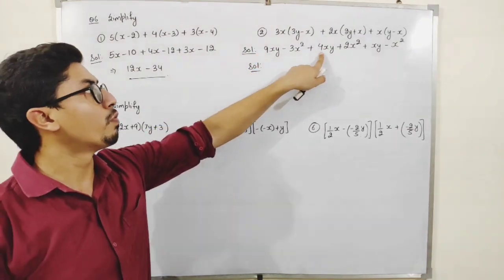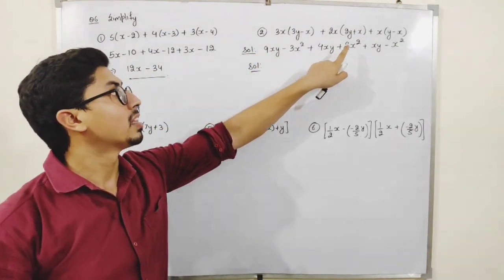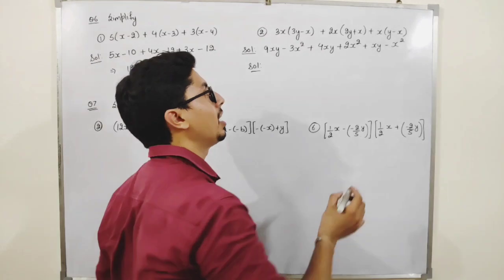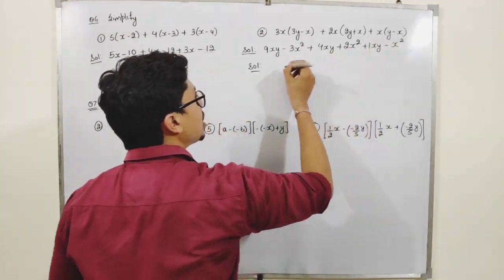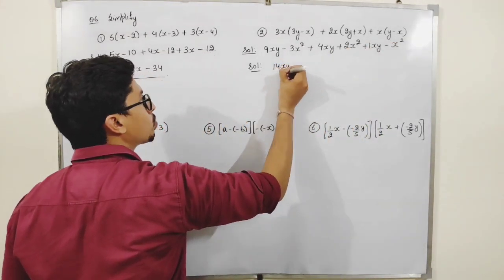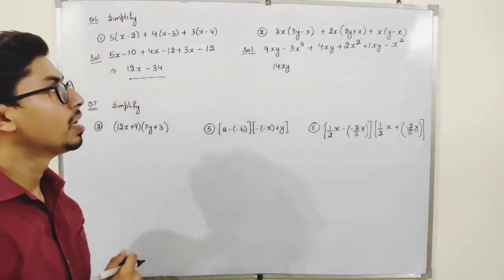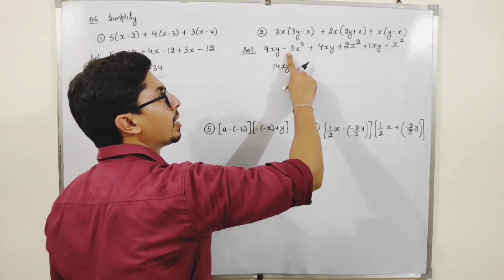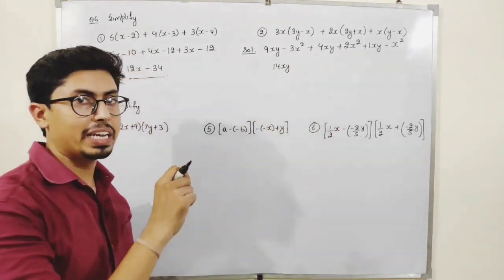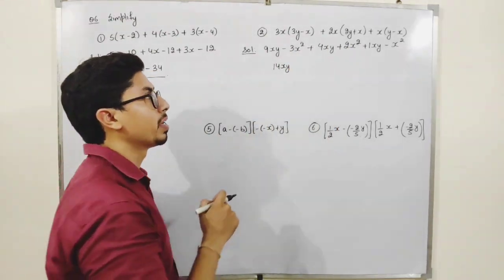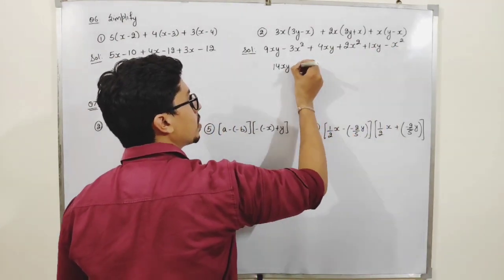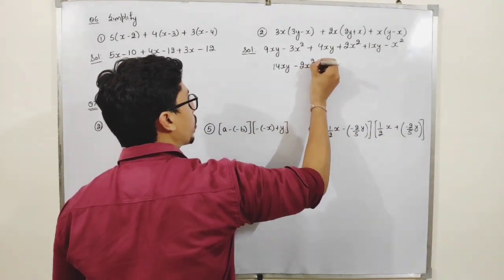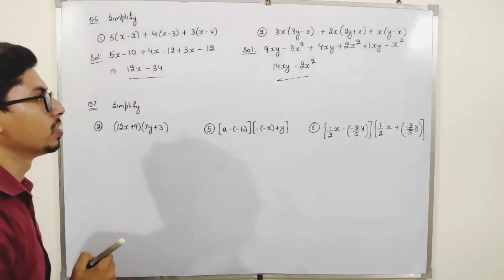So 9 plus 4 is 13. 13 and nothing is there, so I can write 1. So 13 and 1 is 14, so it will be 14xy. Now minus 3x square plus 2x square. Minus 3 plus 2 will be minus x square. Minus x square minus x square, so it will be minus 2x square. So this is our requirement.